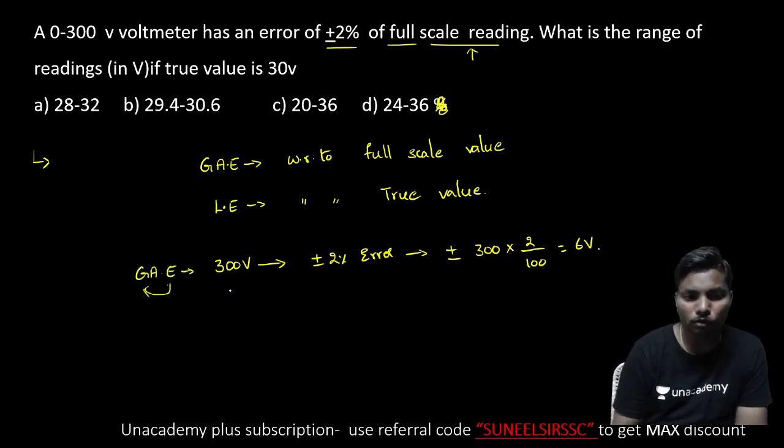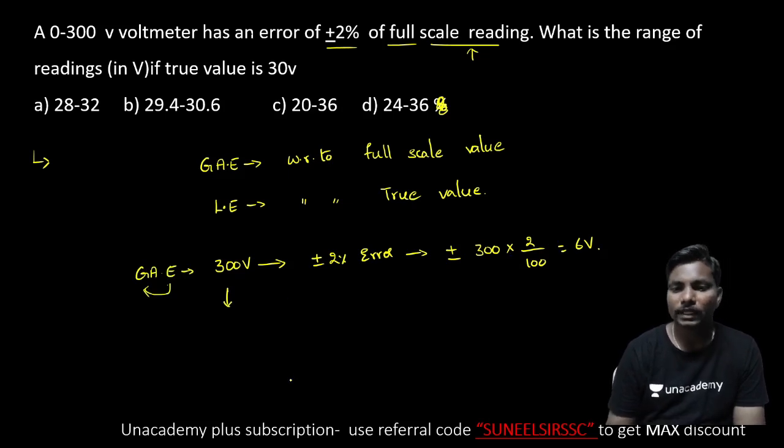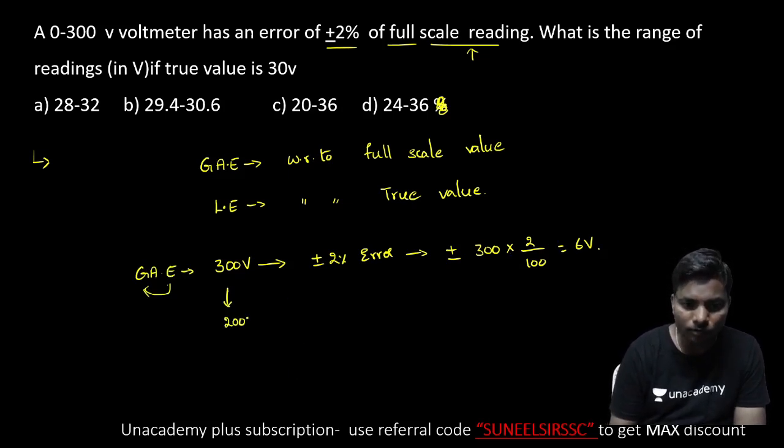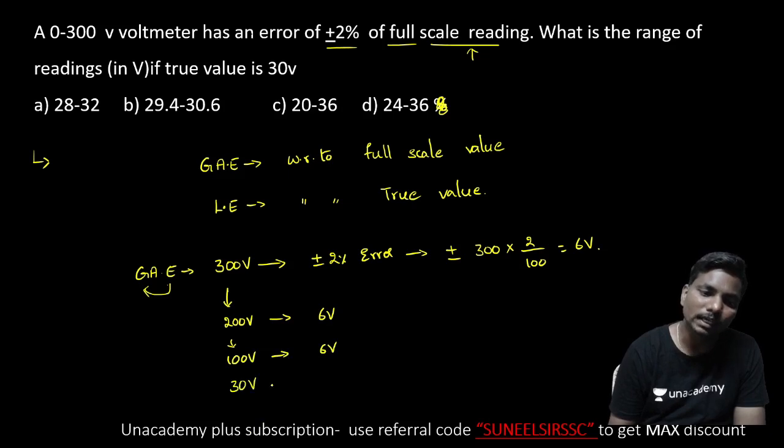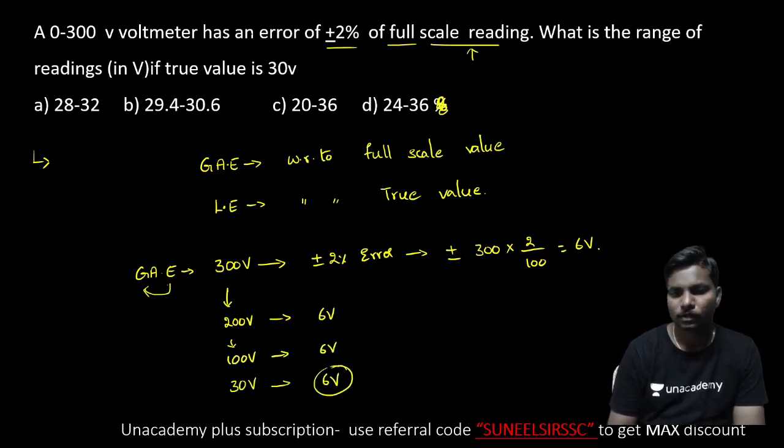This error is guaranteed, we will get it. So if you are going for 300, you get 6 volt error. At 200 volt also you get the same 6 volt error. If you measure 100 volts also, this error will come. If you measure 30 volts also, this error will be common. 6 volt error is common. So this absolute error is common.